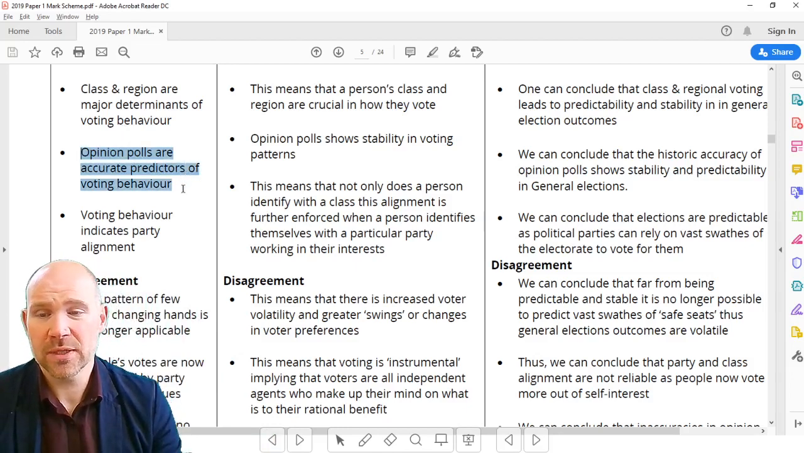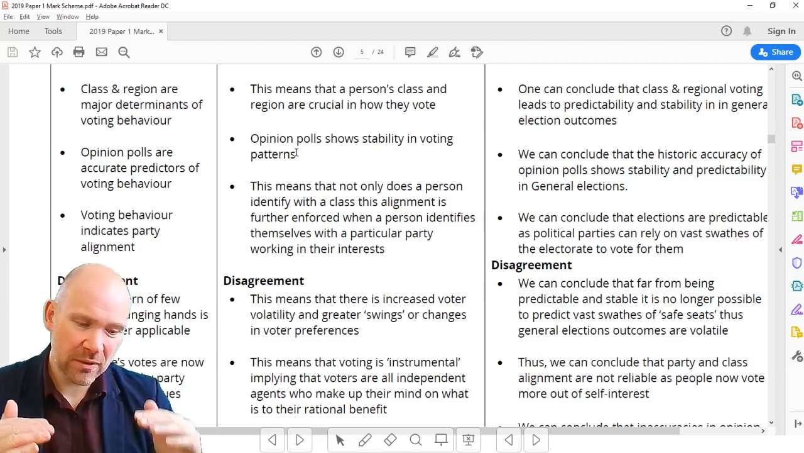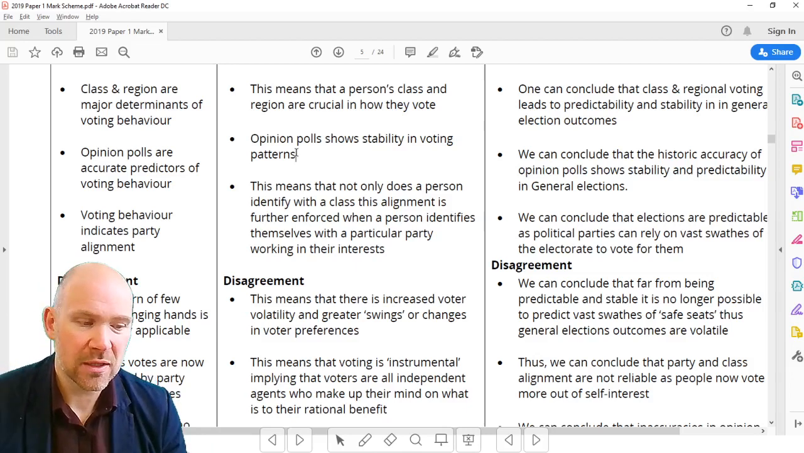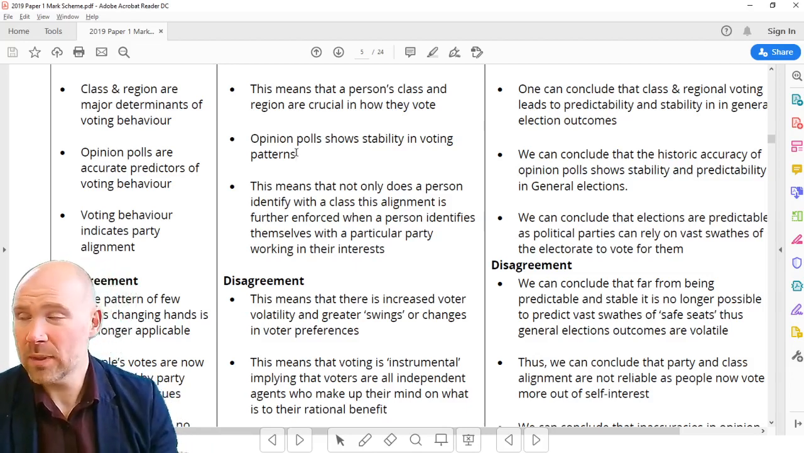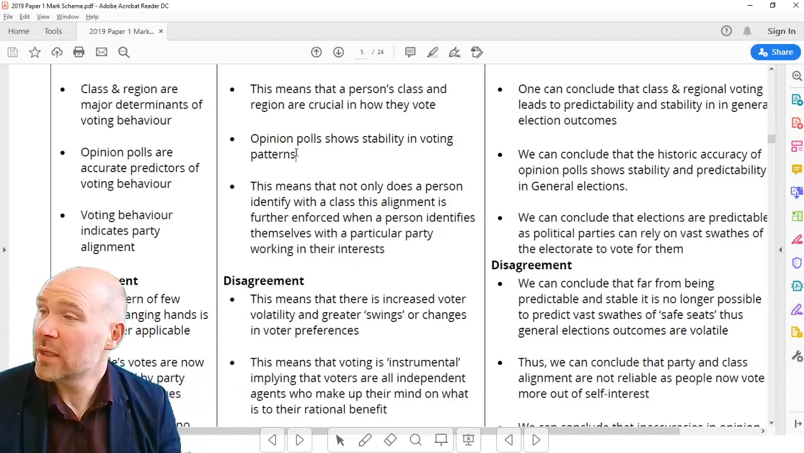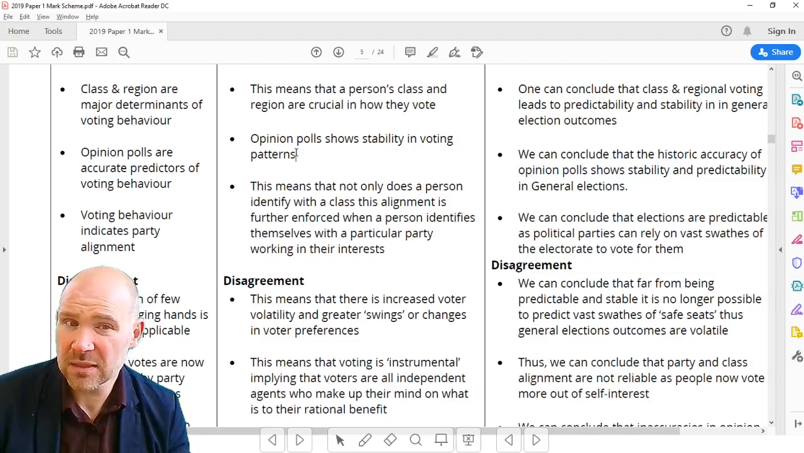Opinion polls are accurate predictors of voting behaviour. You could talk about how opinion polls are often right or in the right area, but because general elections have been so close over the last 20 years, it's been very hard for them to actually get the overall result correct. They were wrong about Corbyn, they were wrong about John Major winning in 1992. They were wrong about the Conservatives winning an overall majority in 2015. So there are lots of mistakes there.